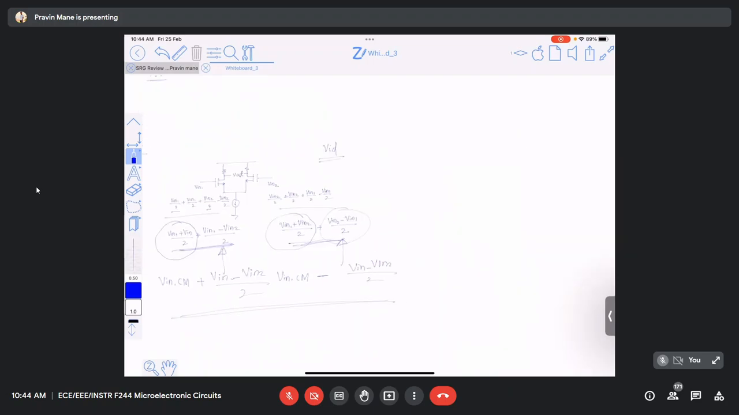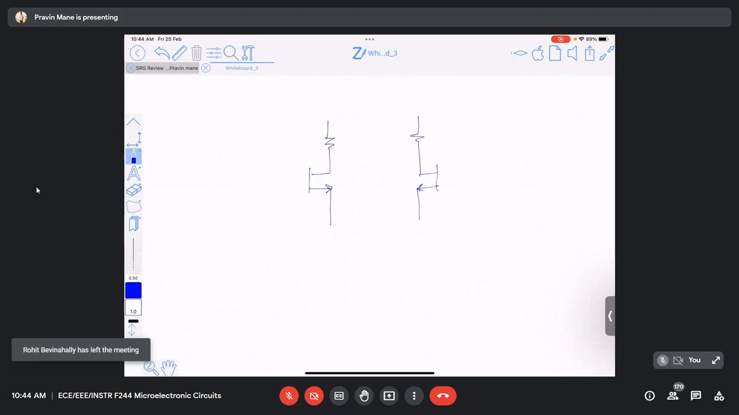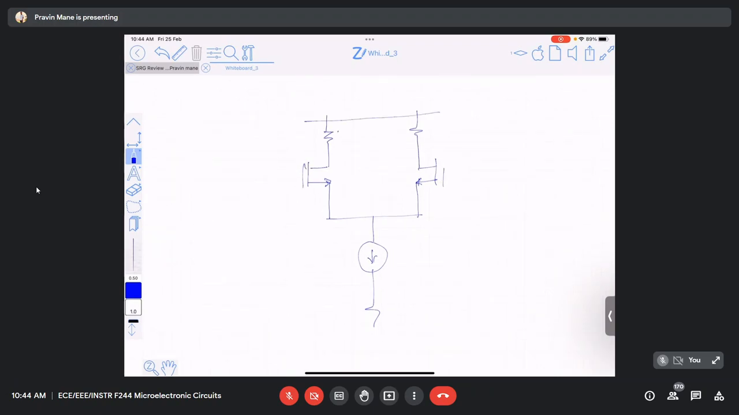Okay? Now, suppose I have a circuit something like this. So this is RD, RD, this is M1, M2. Suppose in the presence of only the input common mode voltage, what is the current flowing through both the transistors? ISS by 2 and ISS by 2.